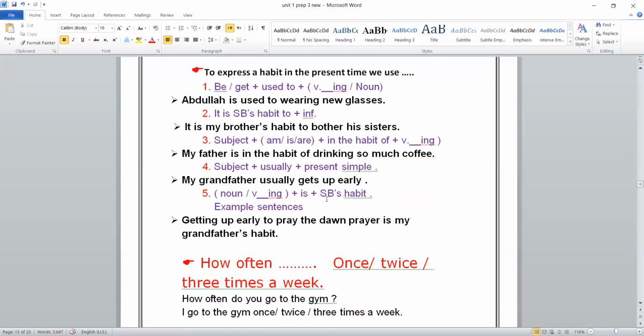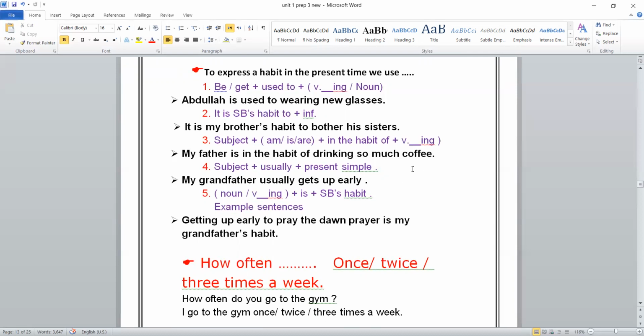Also we have subject plus am, is, are plus in the habit of plus verb ing. My father is in the habit of drinking so much coffee. That means that my father is practicing it, or he has that habit. Also we have number 4, subject plus usually plus present simple. My grandfather usually gets up early. This is a habit in the present time.